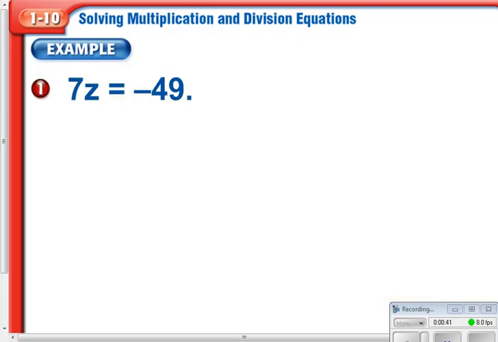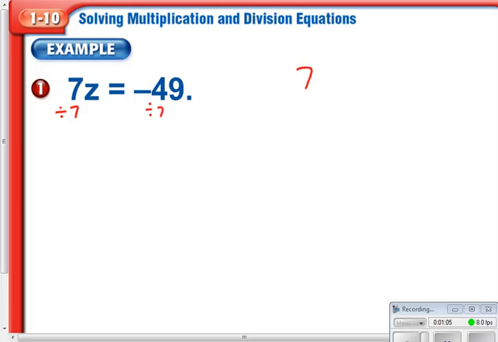Looking at our first example, we have 7z equals negative 49. We look at the left side is the side that has the variable, so we need to get z alone. In order to get z alone here, we see that 7 is being multiplied into the z, so we actually need to divide. A lot of people want to say divide by 7, divide by 7. I say get out of that habit, and let's do this.